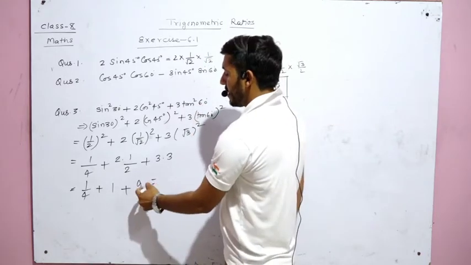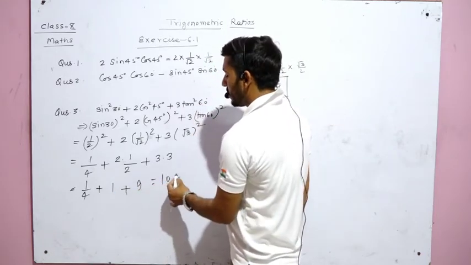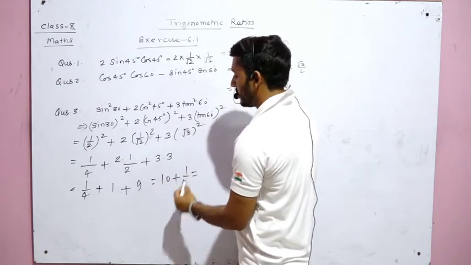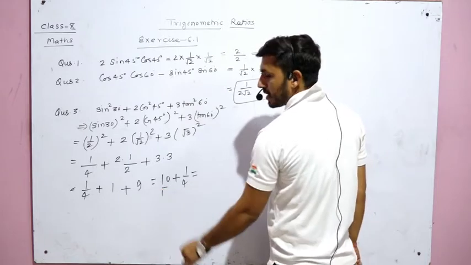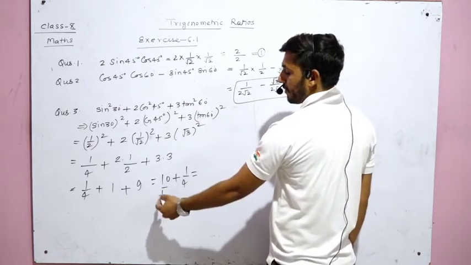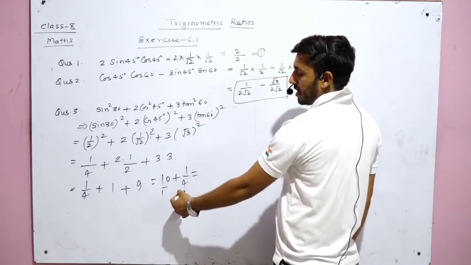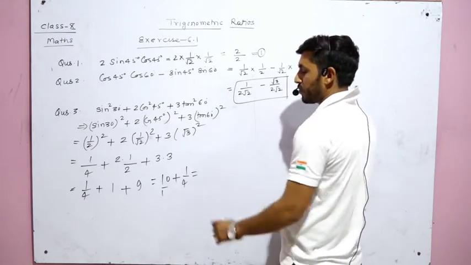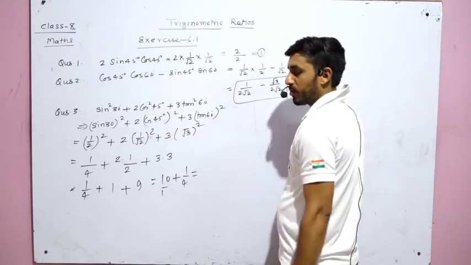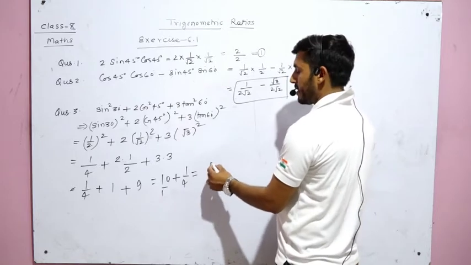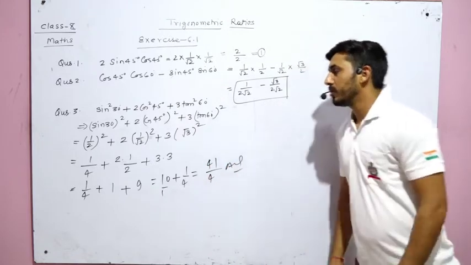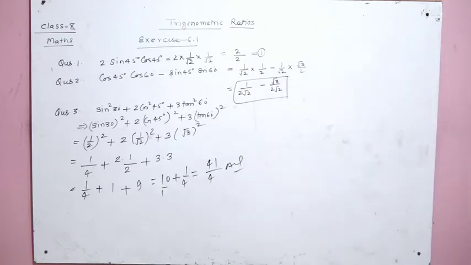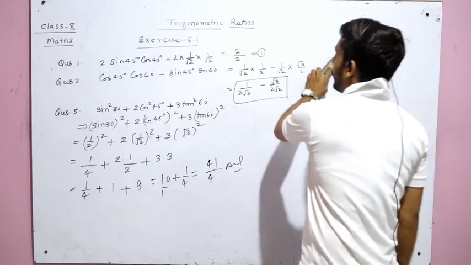So we can write 9 plus 1 is 10, that is 10 plus 1 by 4. You can take the LCM of both values, and here the LCM is 4, so 10 is multiplied by 4, we get 40 plus 1, that is 41 upon 4. That is the answer, you have to write. Okay, question number 4.